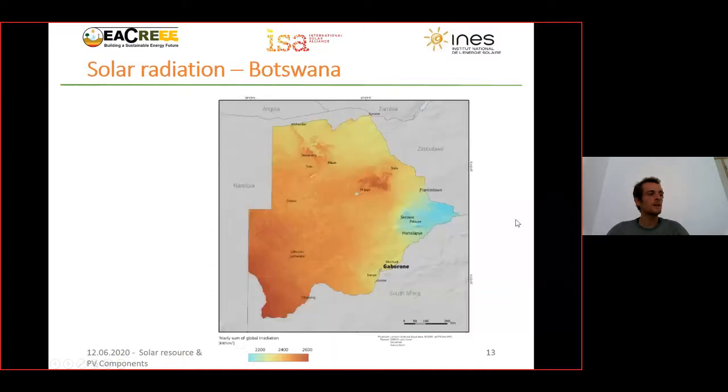Second example is Botswana, also in Africa. Here you have also the same map, but you can see that in Botswana, the solar potential is much more homogeneous over the country. You remember in Kenya, we were from 1,400 kilowatt hour per square meters up to 2,600. And here in Botswana, you go from 2,000 up to 2,600. So it's a country with a much more potential on a global point of view.